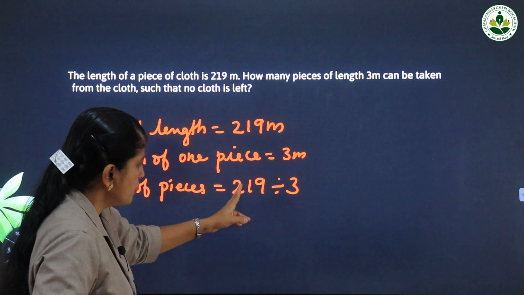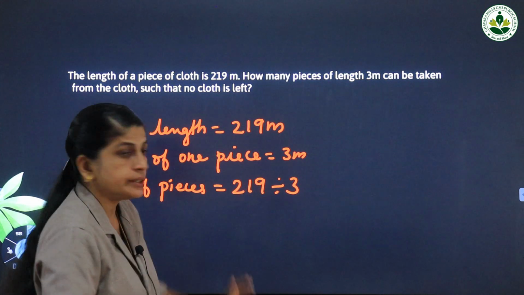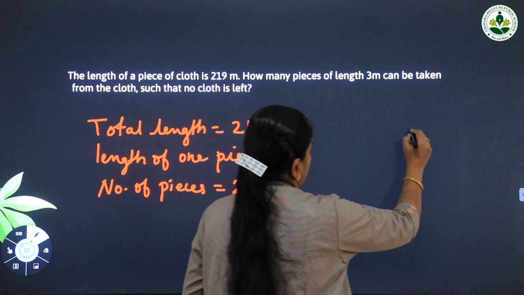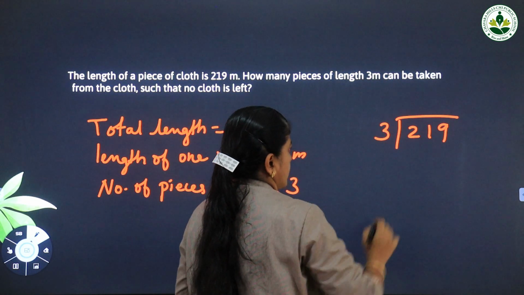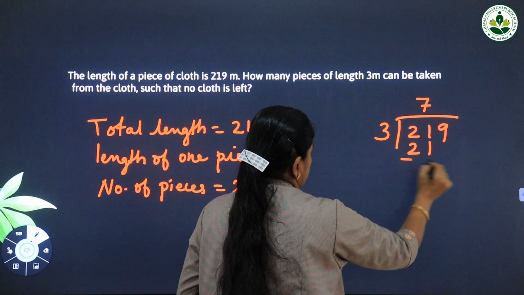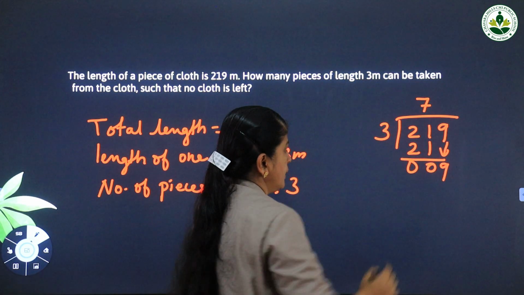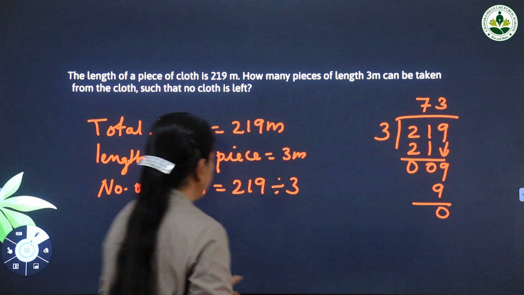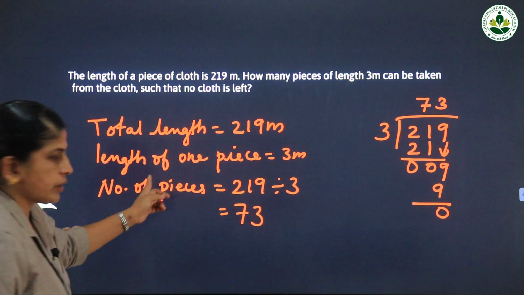The rule is the sum of the digits. 2 plus 1, 3, 3 plus 9, 12. 12 is a multiple of 3. Therefore, we can divide 219 by 3. 219 by 3. In 21, 3 7s are 21. Subtract, 0. Bring down 9. In 9, 3 3s are 9. Therefore, we will get 73 pieces of 3 meter cloth.